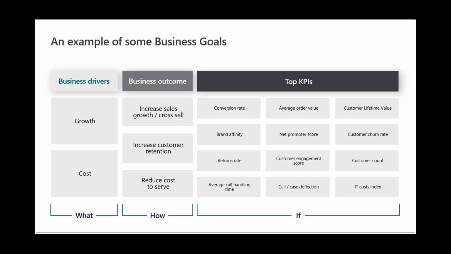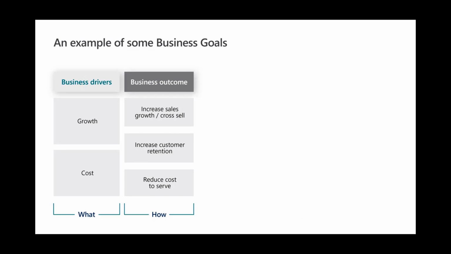So let's say, for example, you're a company and there are two things that are top of mind for you, and that's growth and cost, right? So the business outcome is that, hey, we need to increase sales so that we get growth. We need to cross-sell our products to our existing customers, so there's growth. Some of the outcomes are increased customer retention and then reduced cost to serve. So these are some of the outcomes that need to come from the business, right?